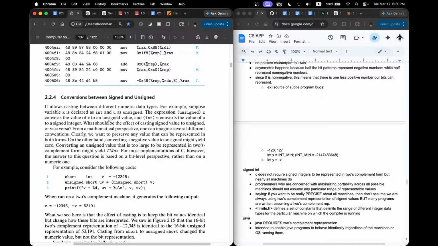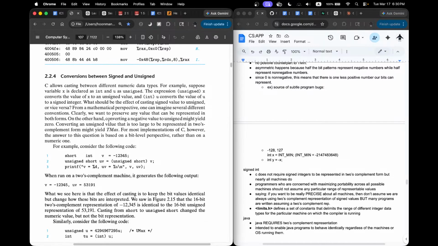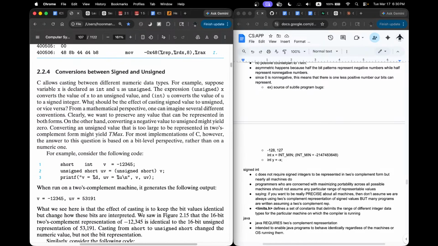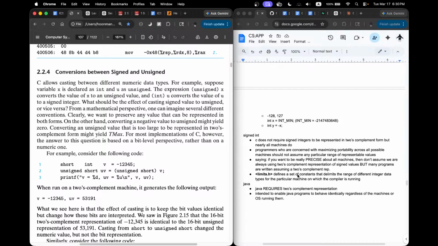Conversions between signed and unsigned. C allows casting between different numeric types. For example, suppose variable x is declared as int and u is unsigned. The expression (unsigned) x converts the value of x into an unsigned value. (int) u converts the value of u to a signed integer. What should be the effect of casting a value to unsigned or vice versa?